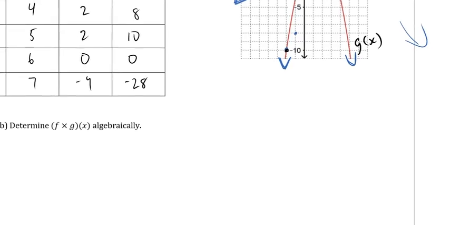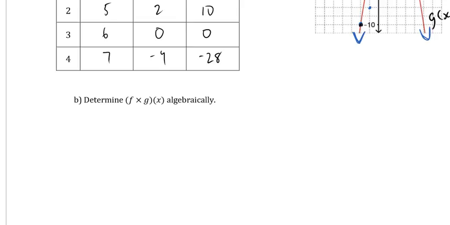The next question says determine f at x algebraically. Maybe we should do that first to help us think about this. So f is x plus 3, g is negative x squared plus 3x.